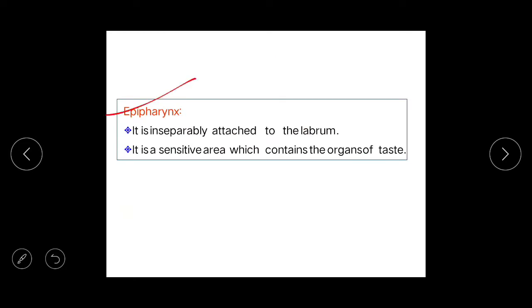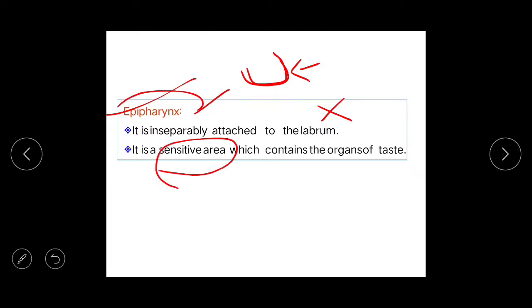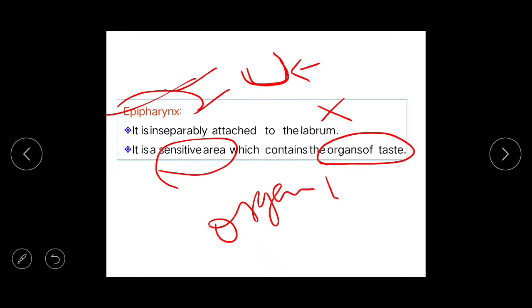Next we will see the epipharynx. The epipharynx is inseparably attached to the labrum. Suppose this is the labrum, and the epipharynx will be attached like this. So you cannot separate it. Like this, the epipharynx attaches with the labrum. The epipharynx is a sensitive area and it contains the organ of taste. So here, what is the important question? The organ of taste is known as dash. So the epipharynx is the organ of taste.